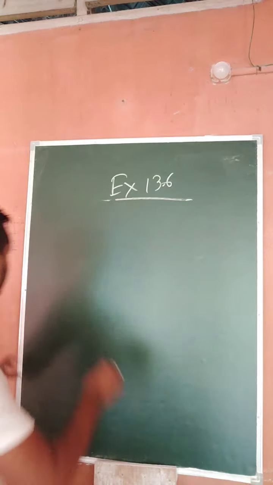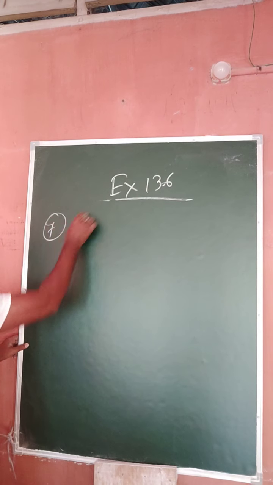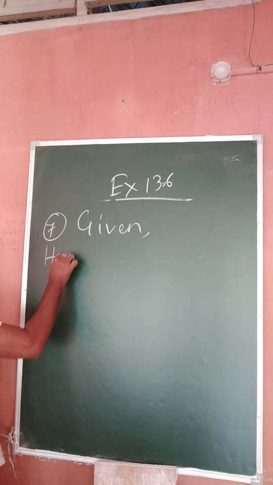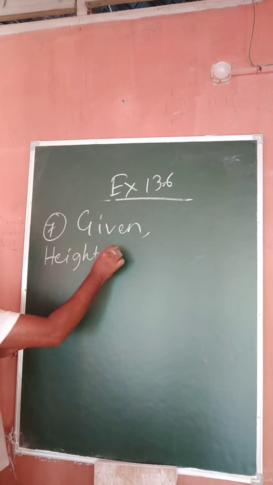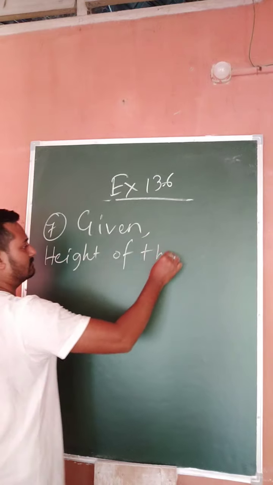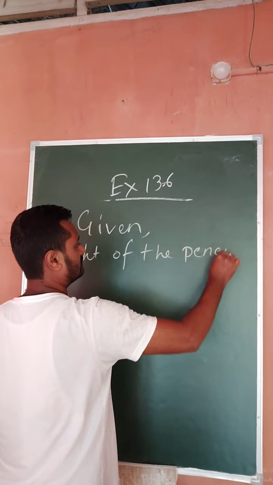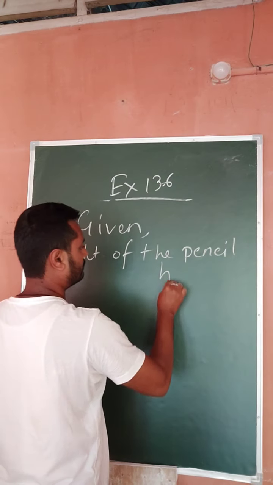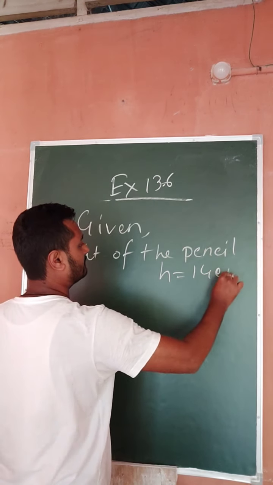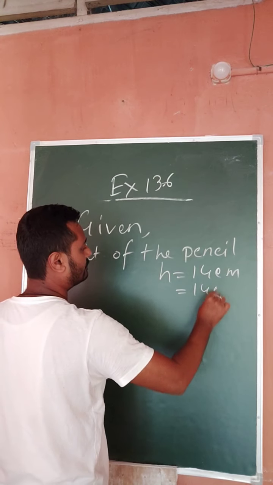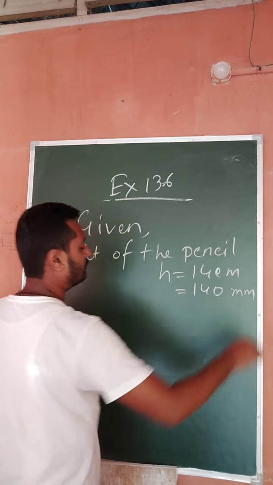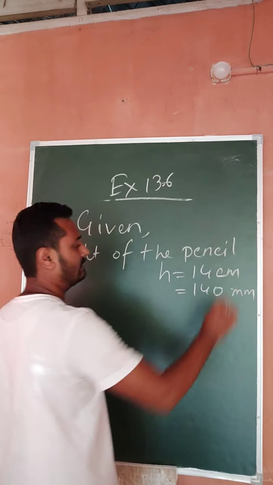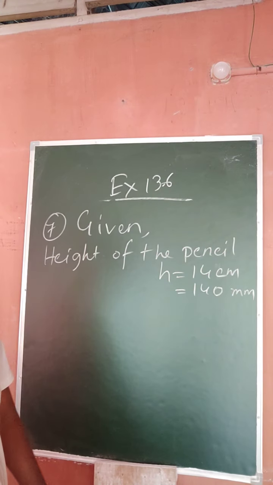Okay, so at first you have to write the given things. Question number 7. So given, height of the pencil, 14 centimeter. If you convert it in millimeter, then it will be 140 millimeter, because 1 centimeter is equal to 10 millimeter. That is 140 millimeter.